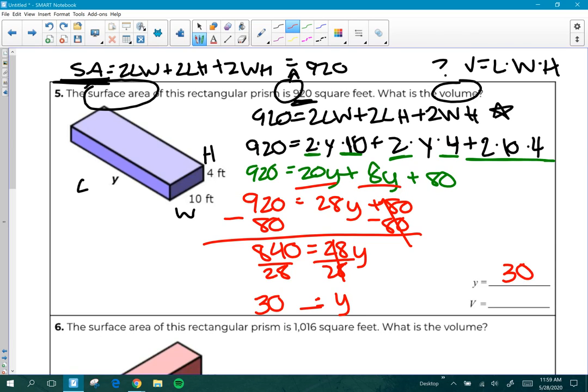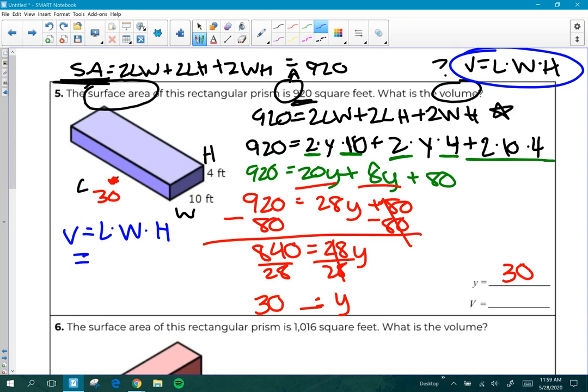Now I'm not done. They didn't ask me what y was. They asked me what the volume was. But now I know my length, right? So I know my length is 30. So this last step is a little bit easier. I need to know the volume. Well, I know that I can find volume by doing length times width times height. So my last step is to just plug all the information in.